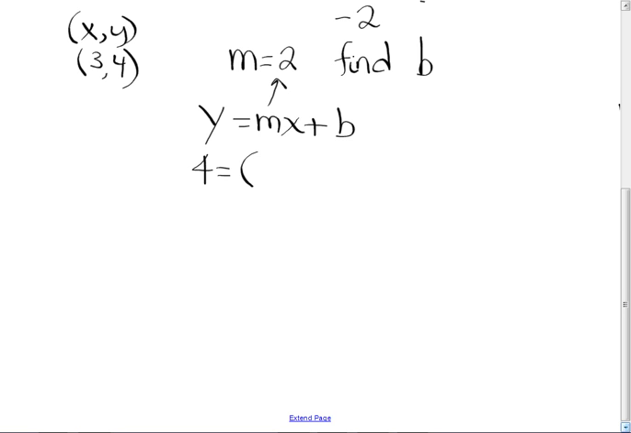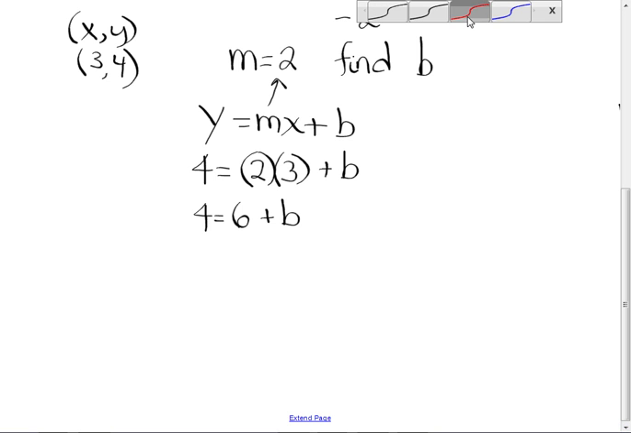What's the slope here? 2. And x is 3 plus b. So 4 equals 6 plus b. And again, I don't know that you're going to be able to just look at that and tell me what b is, but if you can, that's fine. If you can't, we'll solve.